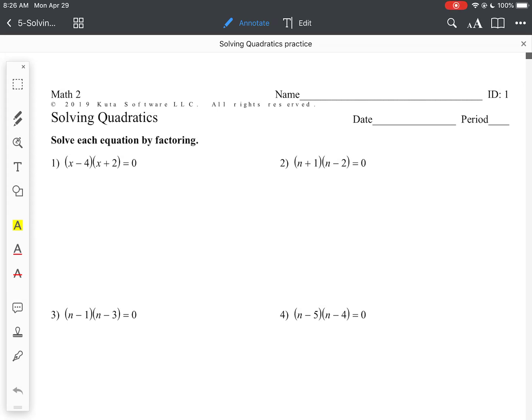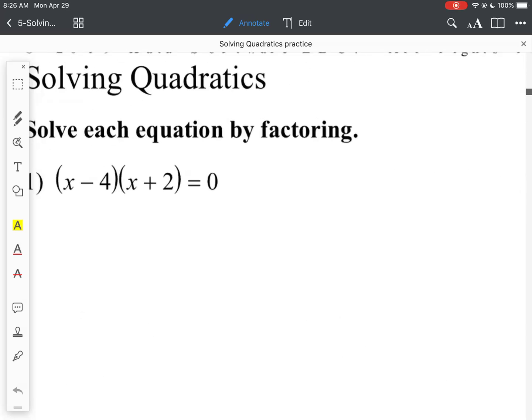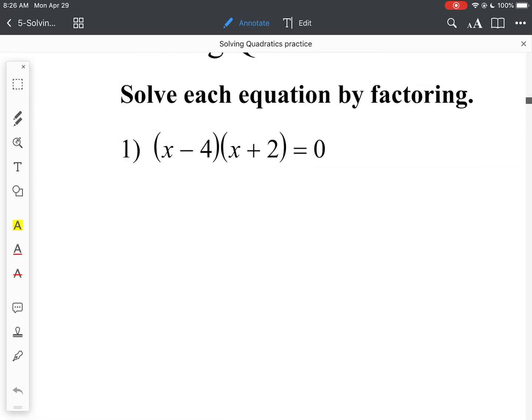Hey guys, so this is just a review on solving quadratics. So we've done the factoring. Now we're adding an equal sign, okay? So we just got to figure out what the variable is, what x is, okay? So we're starting out with these.